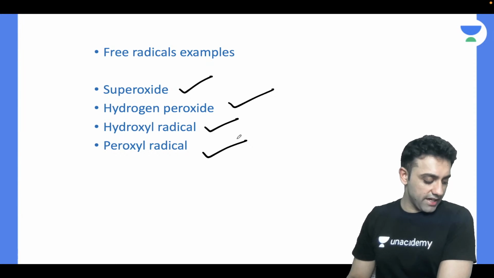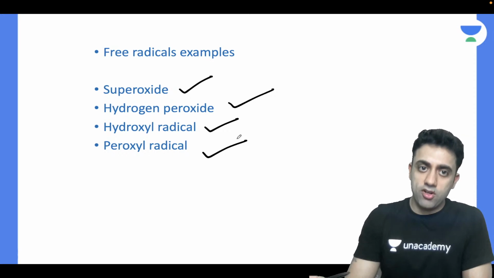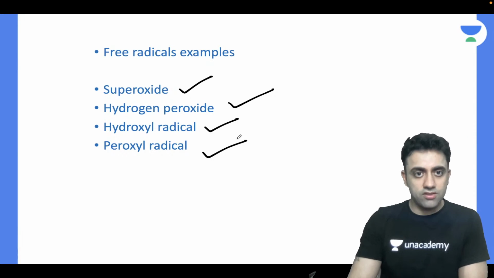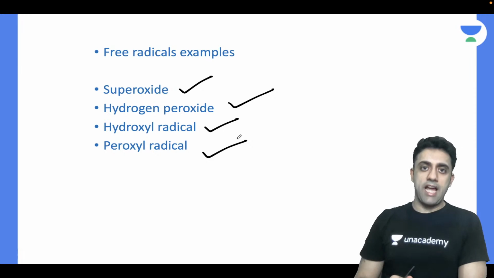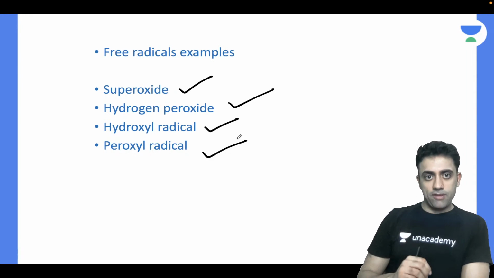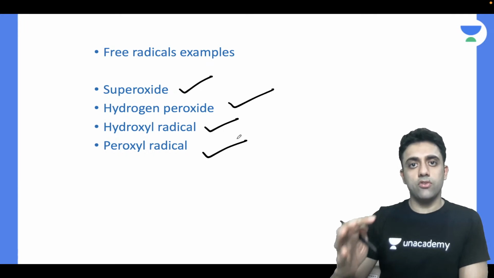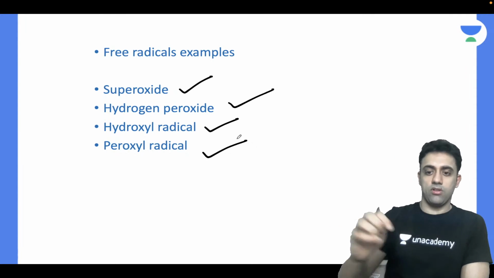Other than nitric oxide, very good Anshu Pandey. I'm really happy Anshu is trying. So superoxide radicals, hydrogen peroxide radicals, hydroxyl radical, peroxyl radical. These all are free radical generation which causes damage to the brain. So in therapeutic hypothermia, the production of these free radicals becomes a little slow. So apoptosis slow, necrosis slow, cell death slow, like that.